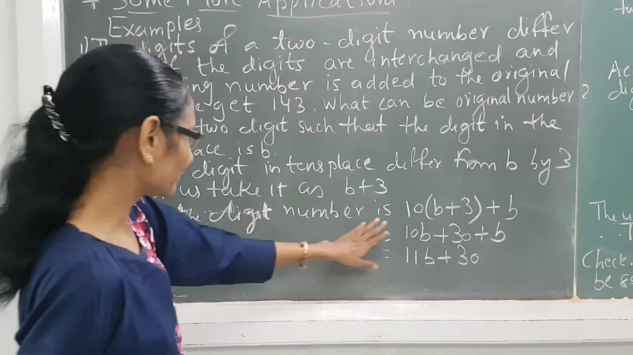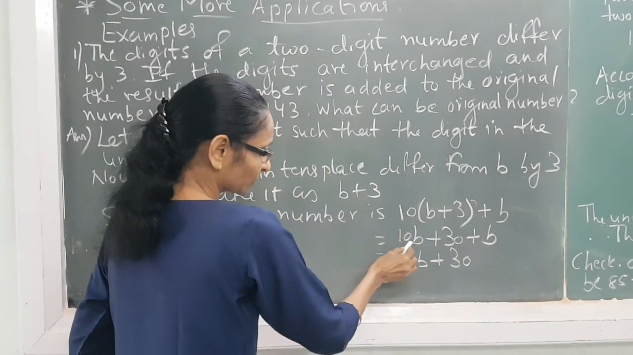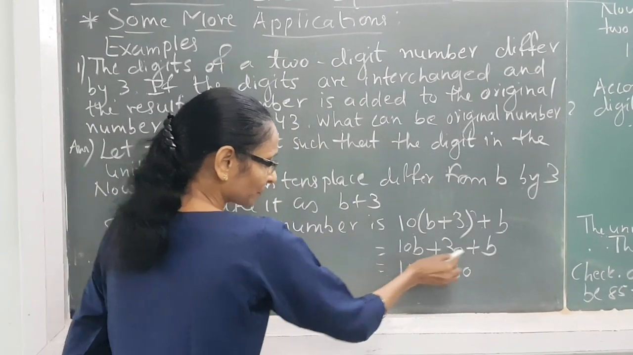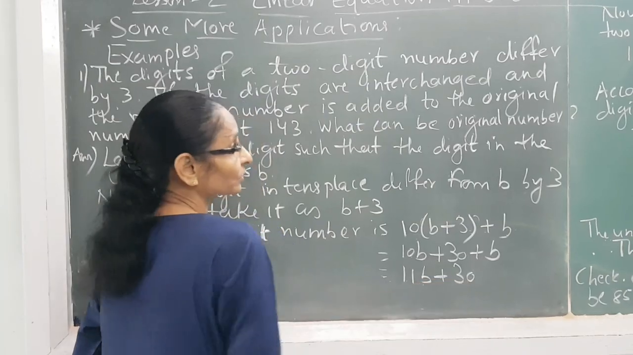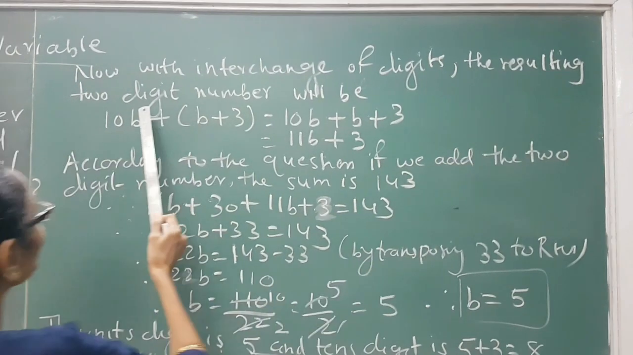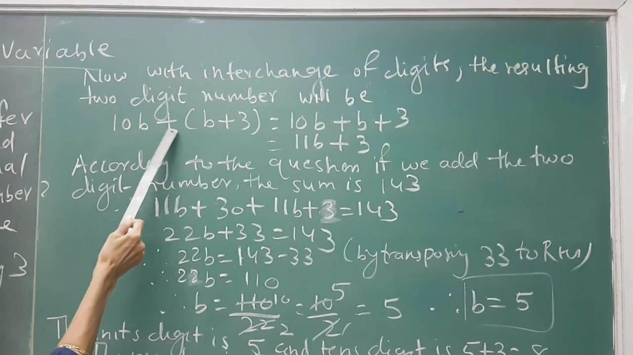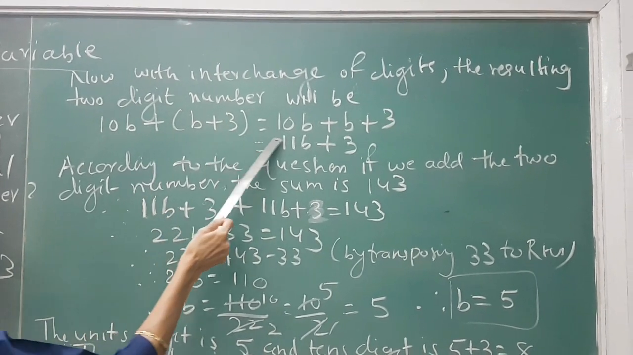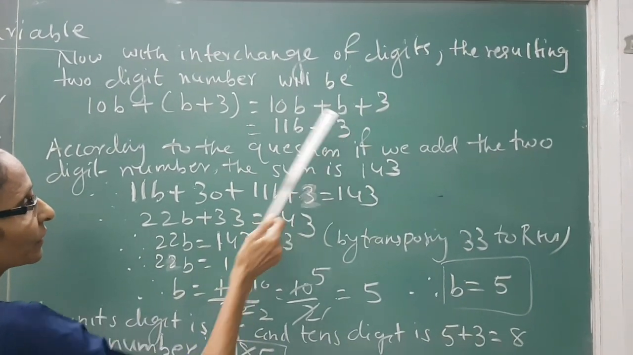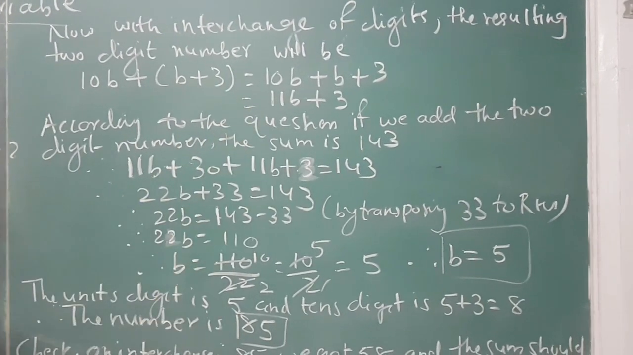So the two-digit number is 10 into (B plus 3) plus B. Now open the bracket, this will be 10B plus 30, that is 10 into 3, plus B. Therefore, 10B plus B will be 11B plus 30. Now with interchange of the digits, the resulting two-digit number will be 10B plus (B plus 3), which is equal to 11B plus 3. So this is our first number and this is our second number.